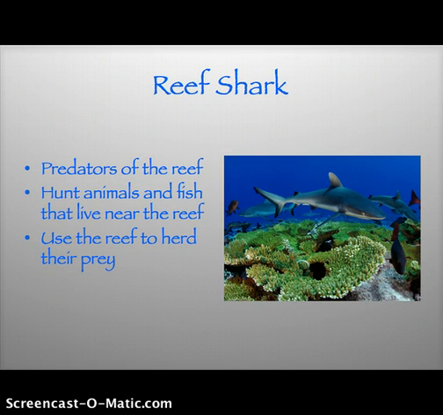Another animal that depends on coral reefs as their habitat is the reef shark. Reef sharks are the main predators of the reef. This means they are at the top of the food chain. Reef sharks hunt animals and fish that live near the reef. They have even created their own method of hunting by using the reef to herd and catch their prey.